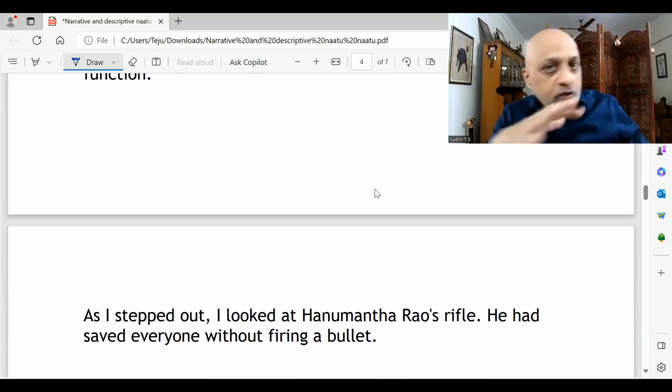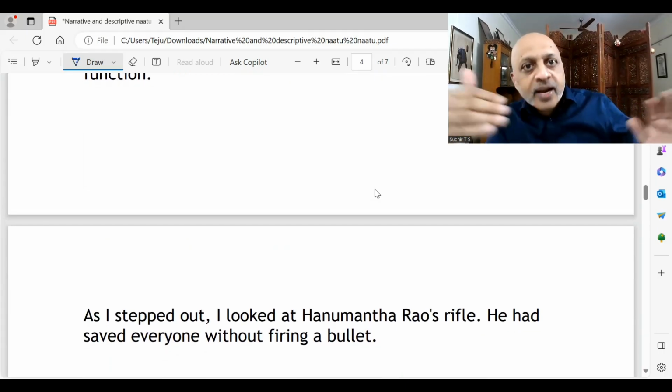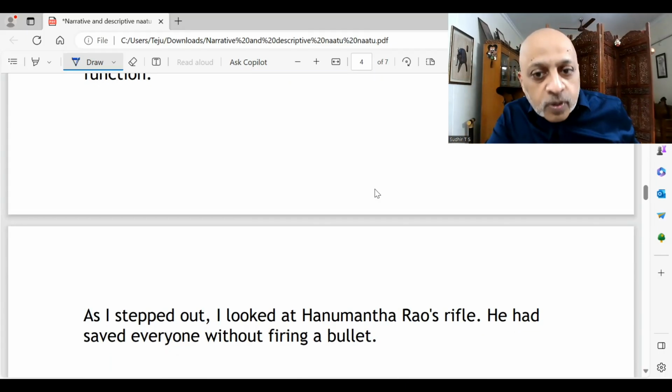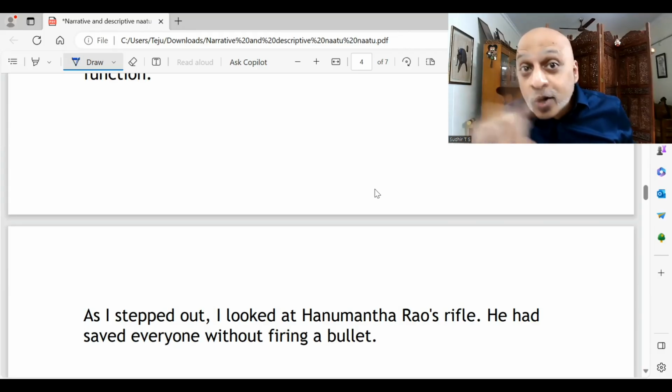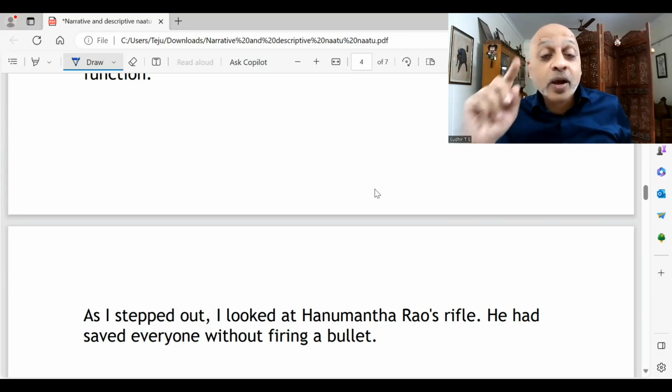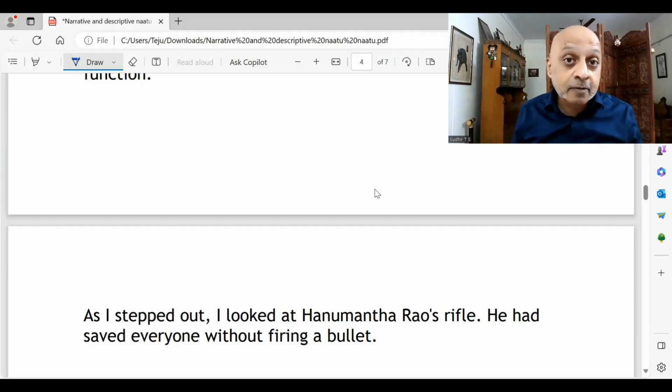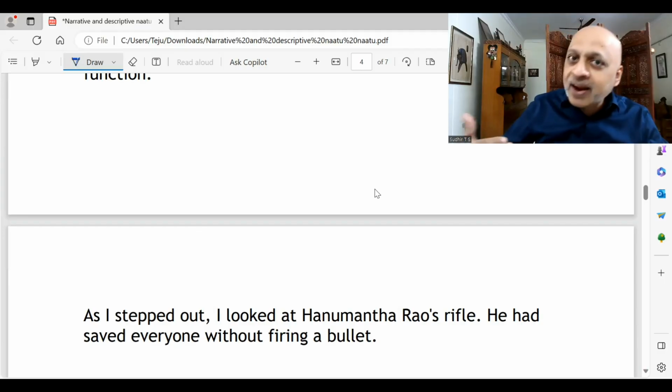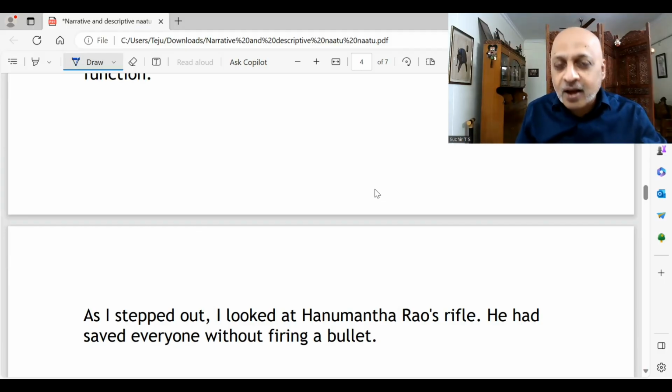As I stepped out after this whole thing got over, I looked at Hanumanta Rao's rifle. He had saved everyone without firing a bullet. He still had not used it, but he had managed to avert a major disaster, a major bank robbery, without firing a bullet. So you end with that, you make it interesting, you leave the examiner with a smile on his face, ki, okay, interesting way of ending the thing.